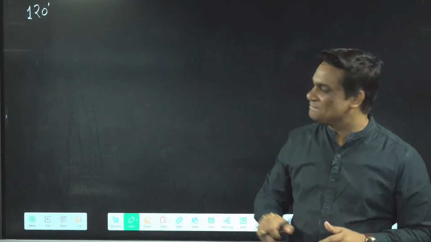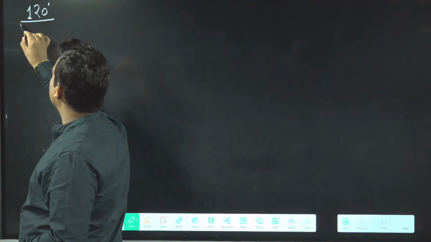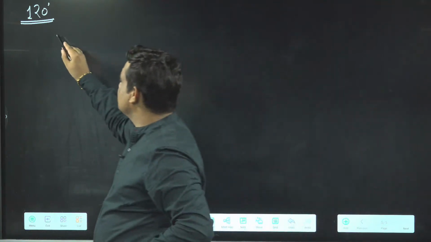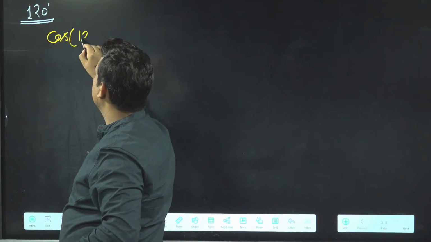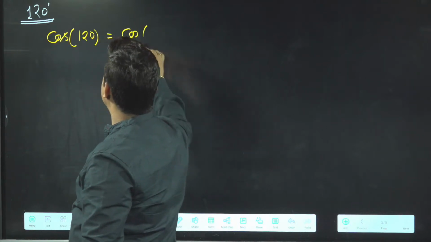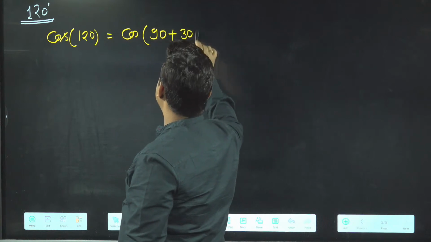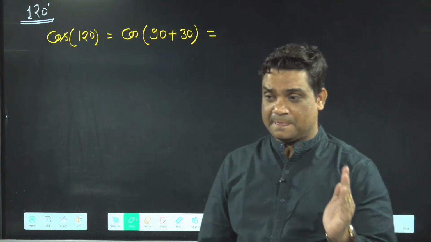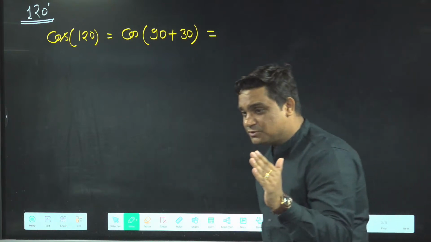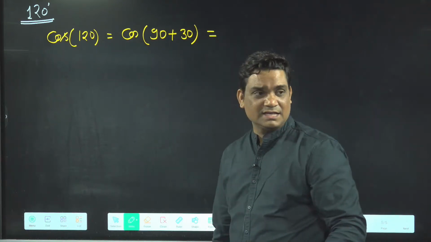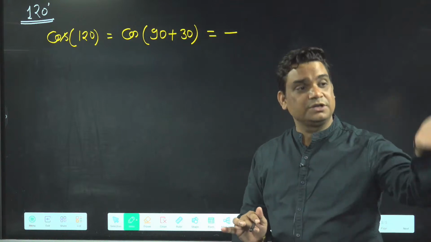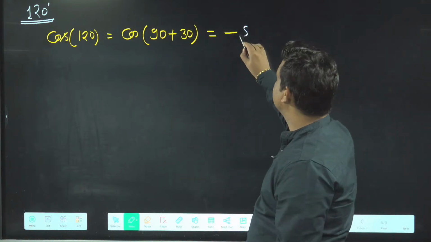Okay, so let's see. 120 is there, because after 90 we are going to use 120 most of the time. A lot of times we'll use 120. So first of all, I will solve cos 120. We can write it like this: cos(90 plus 30). Now you can say, sir, 90 plus 30 is second quadrant, positive or negative? Yes, negative. It will change or will not change? It is going to change. So it will change to minus sine.